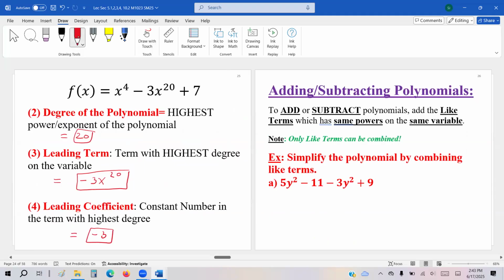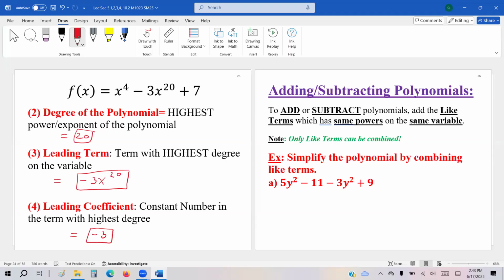Okay, now we are adding and subtracting. When we add and subtract, we look for the same power. As long as they have the same base with the same power, we can add or subtract their coefficients. So like terms means they have the same base and the same power. Their sign could be different. We don't care about the sign. The only thing we care about: do they have the same base with the same power?